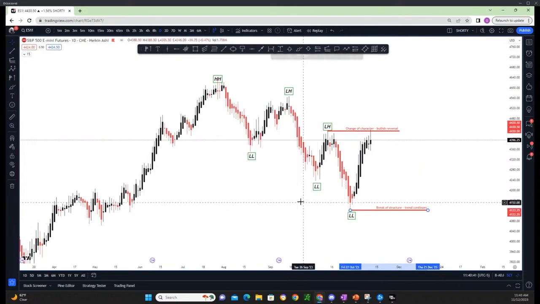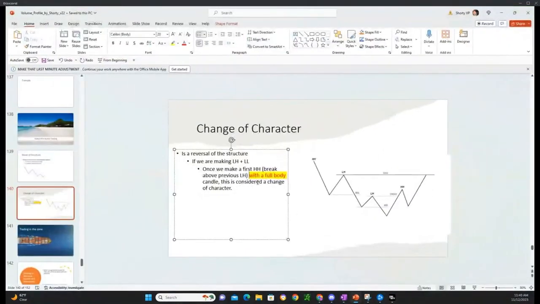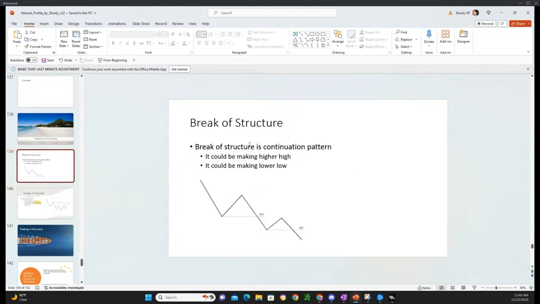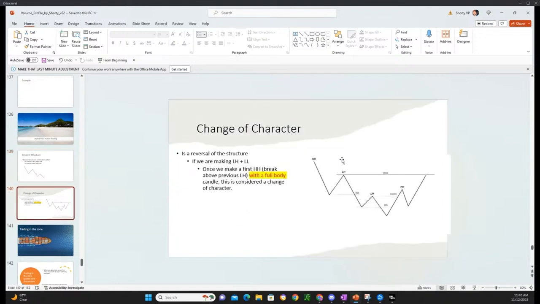I hate to constantly bring this back, but when I ask you guys to read the PowerPoints, not to read it, just to check off the item, break of structure is a continuation pattern. So you're breaking the structure and continuing down. In a bullish trend, it's breaking the highs. In a bearish trend, it's breaking the lows. On a change of character, you're stopping the current trend and looking for a new one.